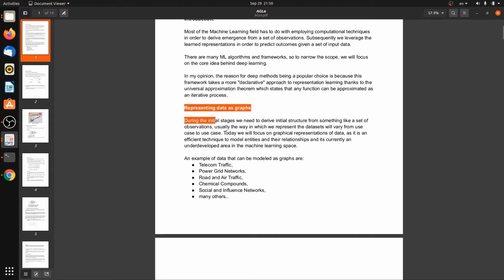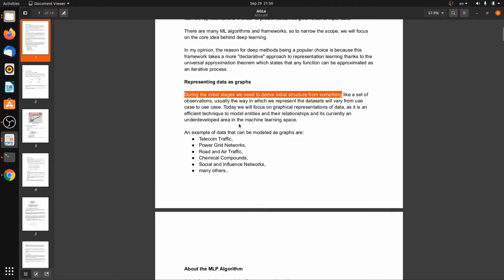Usually during the initial stages of learning, or the first iterations, we need to start with a set of observations, right? Based on these observations, we can start to derive the initial structure of the data, and then from there we can start doing some other interesting stuff. But at the beginning, we need to learn structure.